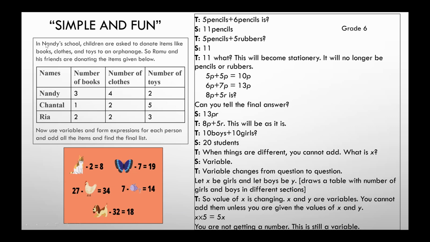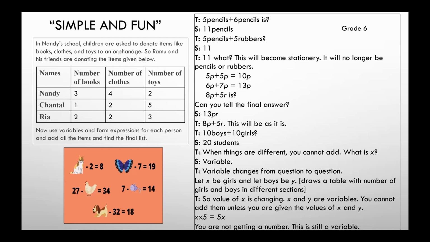In Nandi school, children are asked to donate items like books, clothes, and toys to an orphanage. So Ramu and his friends are donating the items. And then there is a table of Nandi Chantal expressions for each person, and add all the items and find the final list. Where is the variable? What is the need for a variable here? That's the question.